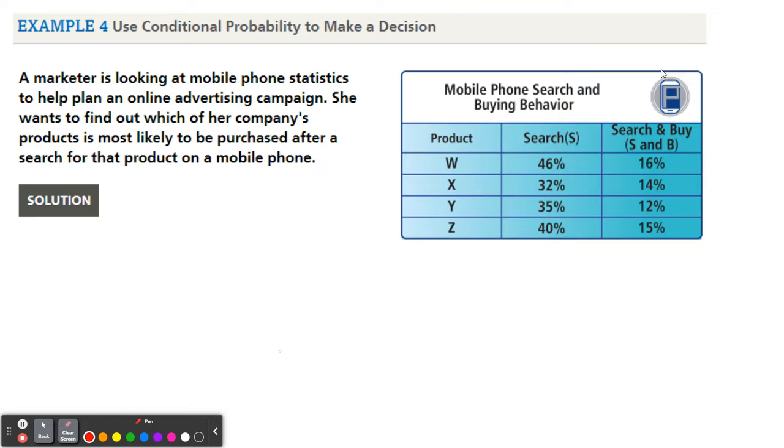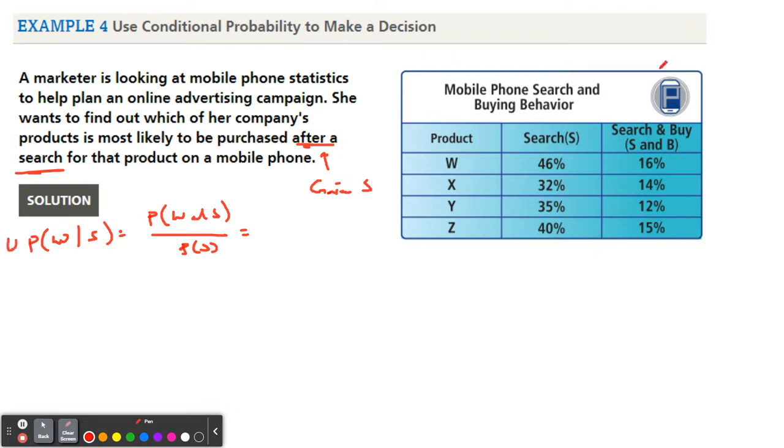If it wants to know which is going to be purchased after a search, what this means is we're going to be given that a search occurred. So "after a search" means "given search." We want to find the probability of each of these products given that the search occurred. For instance, the probability of them purchasing W given that they searched is going to be the probability of W and S over the probability of S. When I say W, I really mean buy.